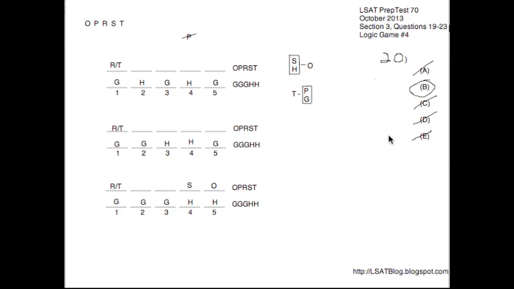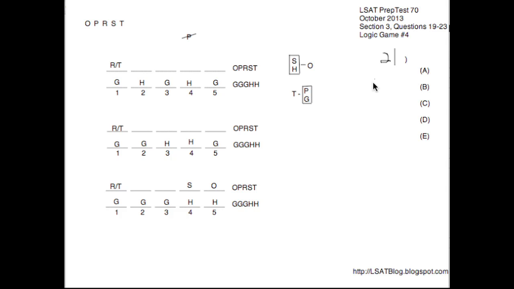B. One way you could approach this as well is to realize that since we already have H on 4 and there are only 2 H's in the game, we would never be able to have what B says, having 2 and 3 both being H, because we've already got to have one of our 2 H's on 4.